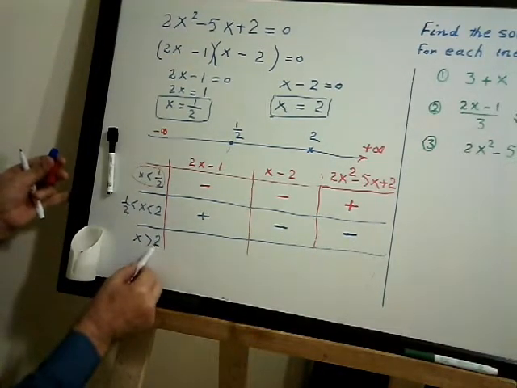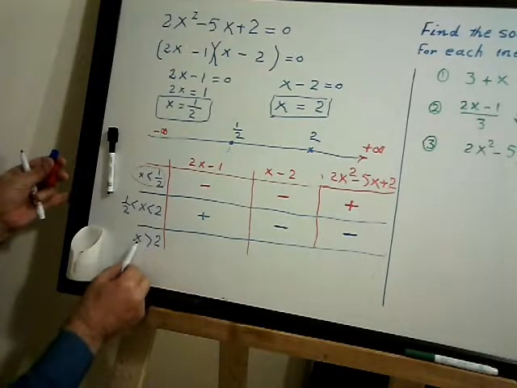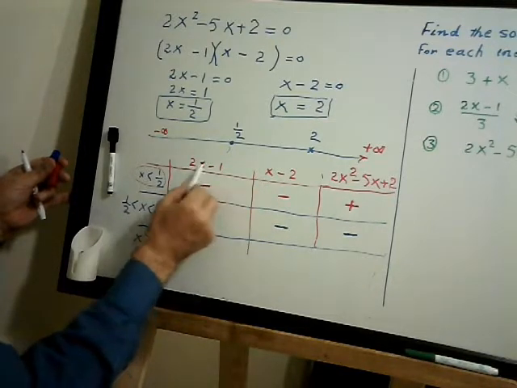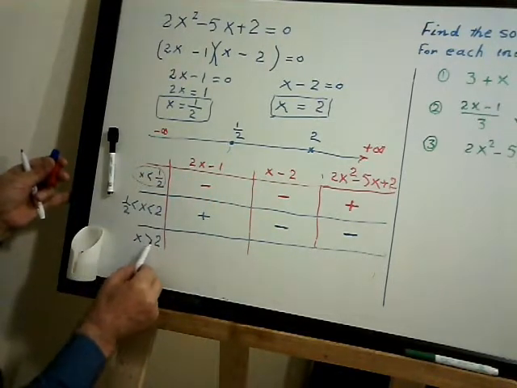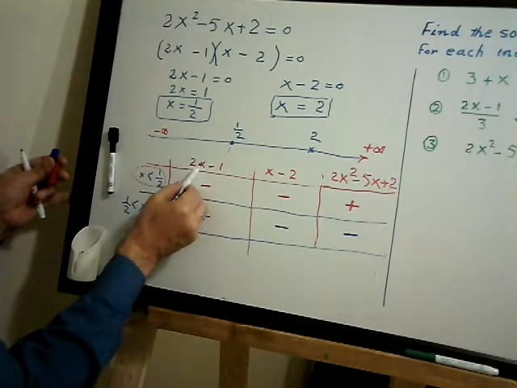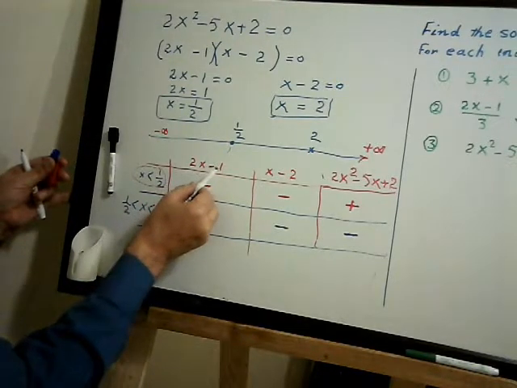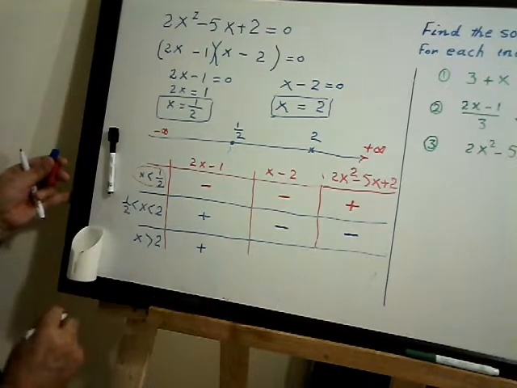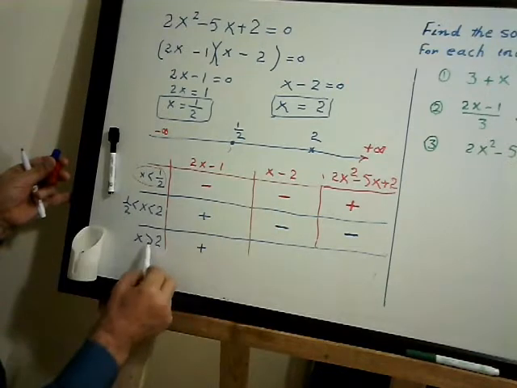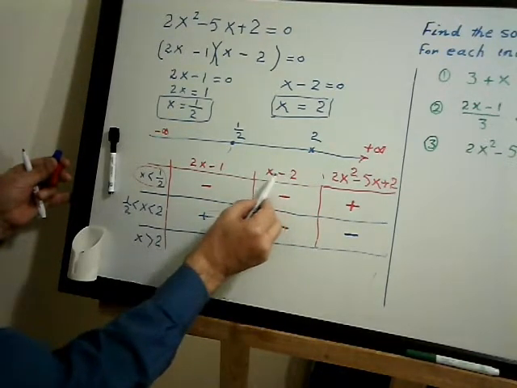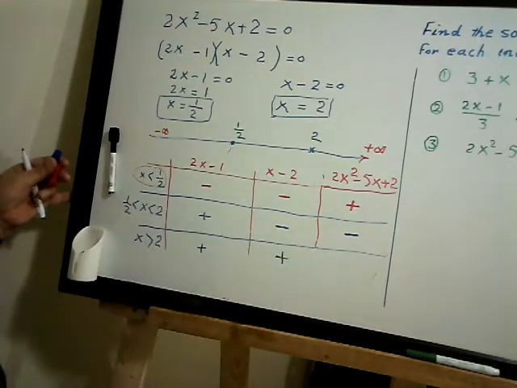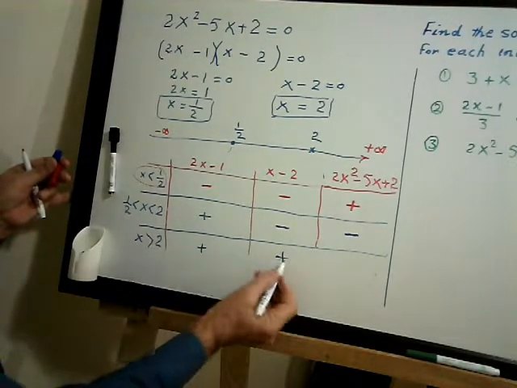Finally, for the third interval, we can take any number greater than 2 and substitute for x. Let me take a number like 3. Put 3 here: 2 times 3 is 6, 6 minus 1 is 5, which means it's positive. Also, putting 3 here, 3 minus 2 is plus 1, which is positive. So positive by positive gives positive.